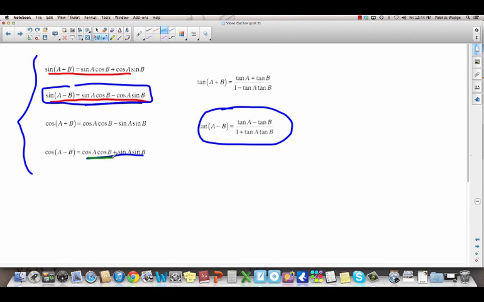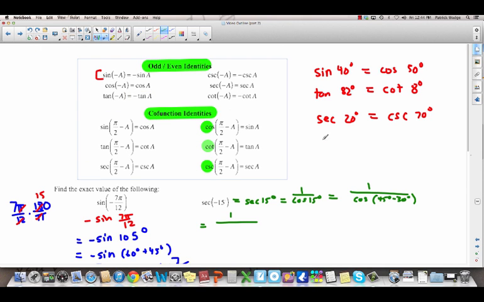Cos A minus B. So it's this one again. Cos A, cos B plus sine A, sine B. So cos A is cos 45, cos B is cos 30, plus sine 45, sine 30. Sorry, this is so squished. Equals. Okay, now we can figure out what all those things equal.